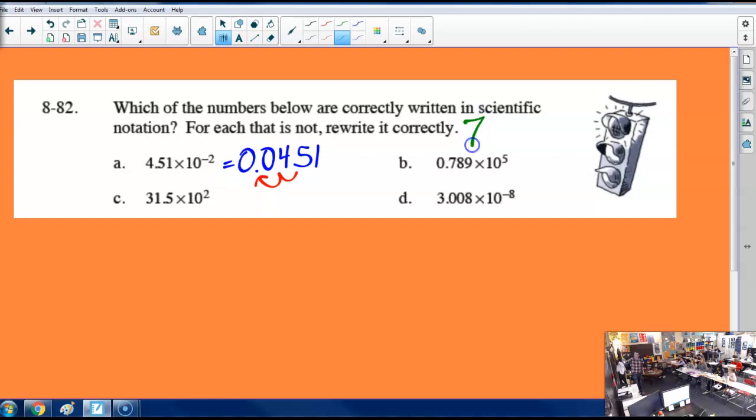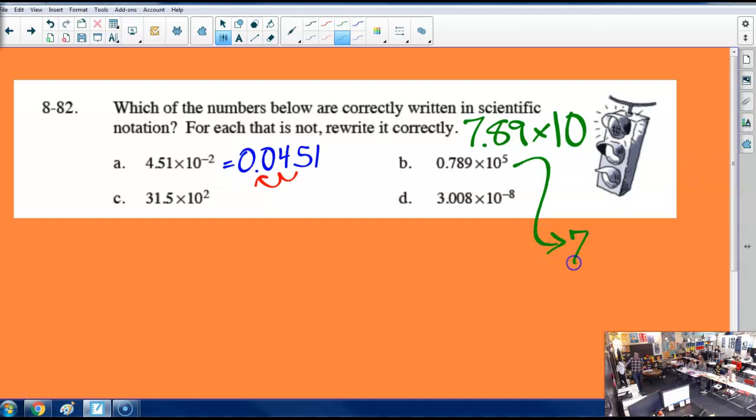So, how do I write this first number to fix it? You would do 7.89 times 10 to the 6th. So that's the question, is it times 10 to the 6th or 10 to the 4th? Four.